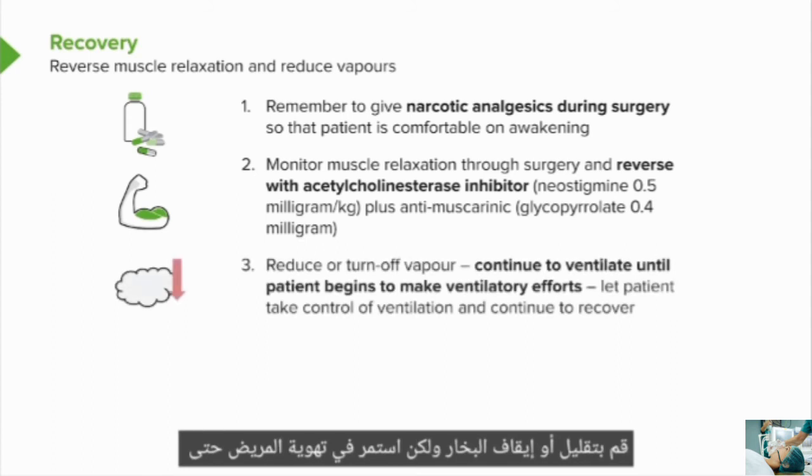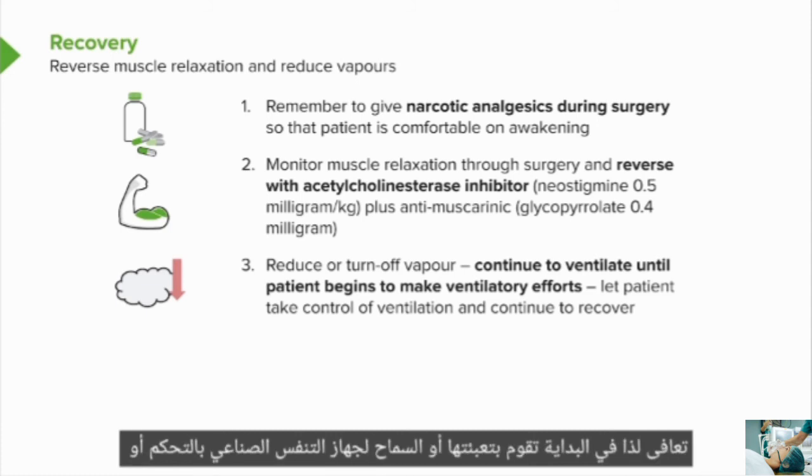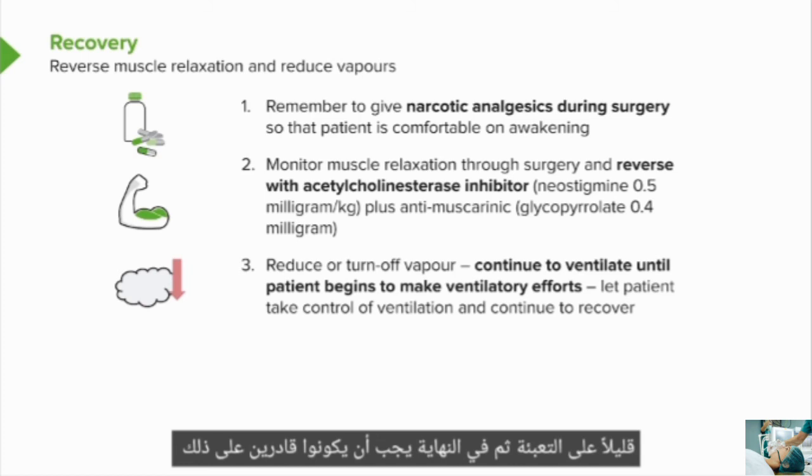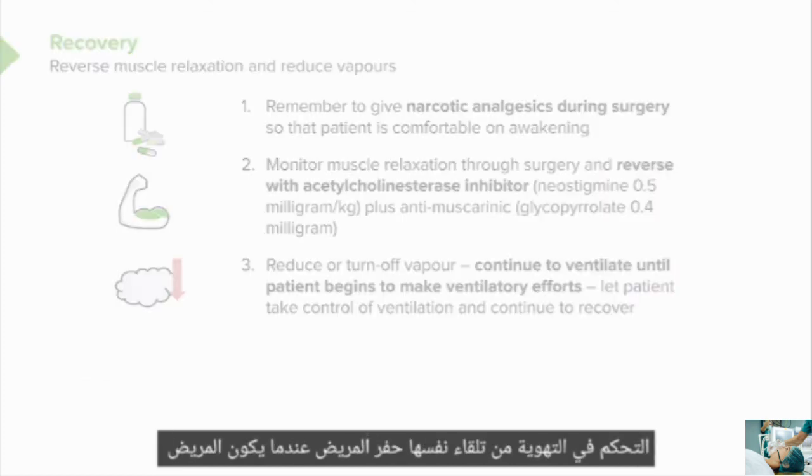Reduce or turn off the vapor, but continue to ventilate the patient until the patient begins to make ventilatory efforts on his or her own. And let them take control of the ventilation as they continue to recover. So initially, you're bagging them or letting the ventilator control their ventilation, but as they begin to make more effort on their own, you back off a little bit on the bagging, and then ultimately they should be able to control ventilation on their own.